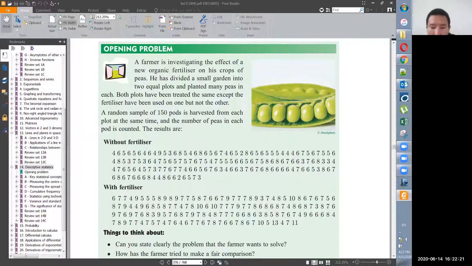Just look at these numbers alone. I start to appreciate that with fertilizer, you tend to have more peas in each pot. That's what I observe, just from a single glance between these two sets of numbers.